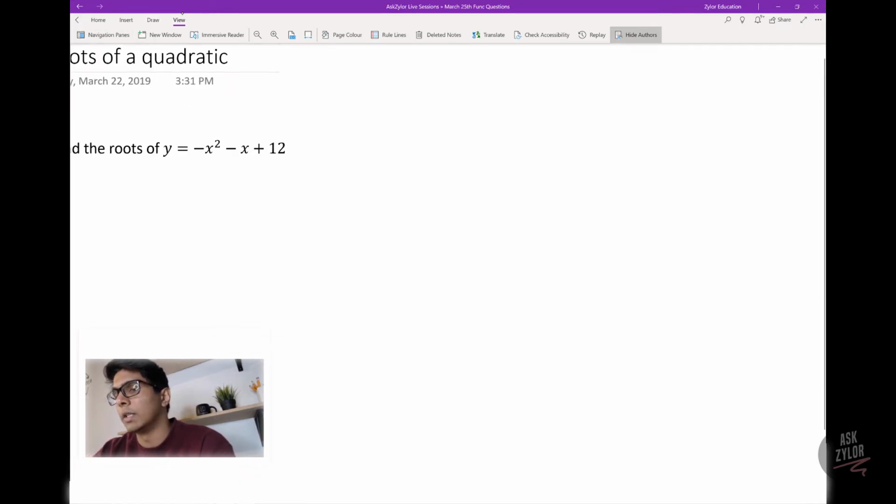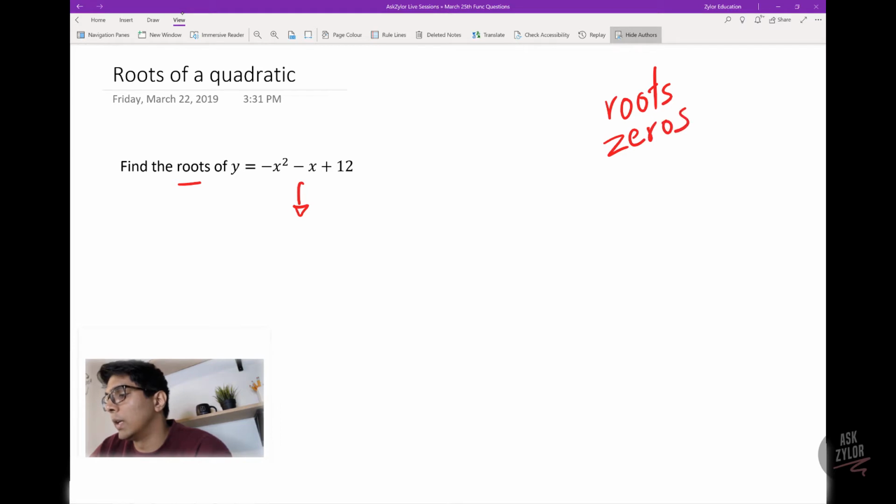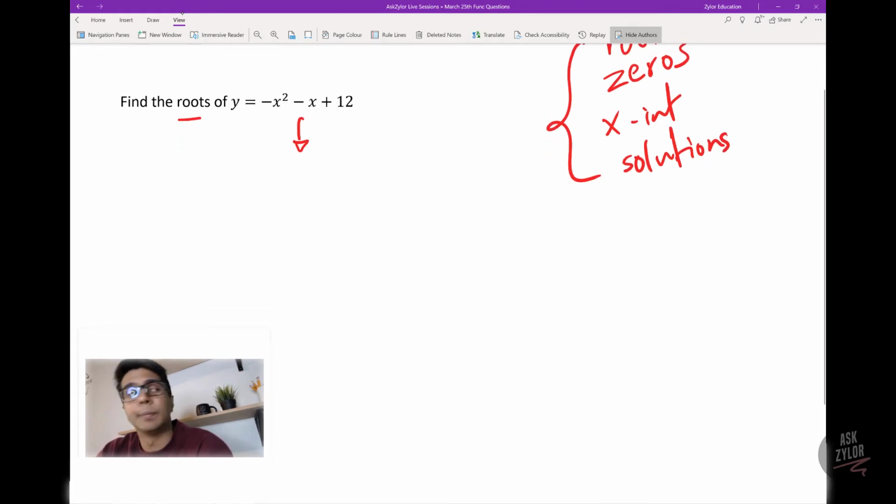So it's similar. It's saying find the roots of y is equal to negative x squared minus x plus 12. So this is very similar, because the roots mean we need to find the factored form of this function. So roots have many synonyms. We could have roots, we could have zeros, we could have x-intercepts. We could also call them solutions to quadratics. So all of them basically mean we need to find the factored form of the function.